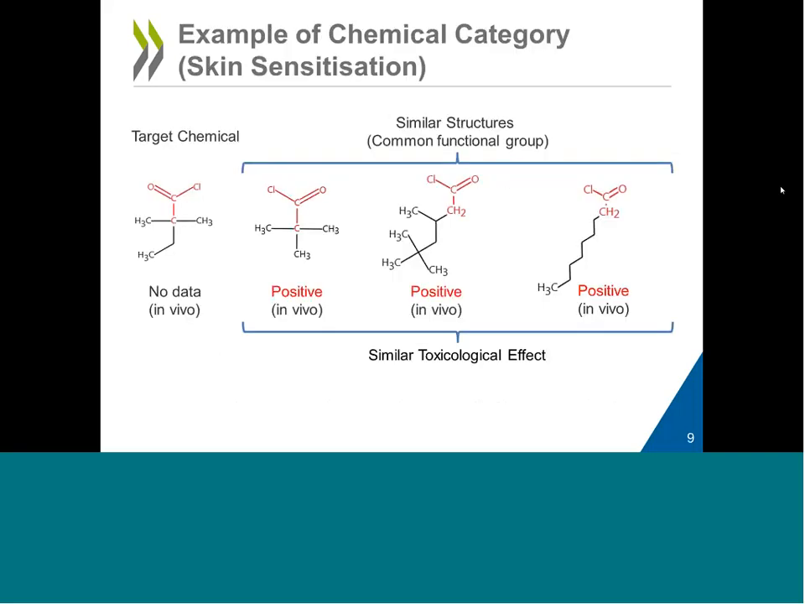And this is an example of a chemical category for skin sensitization. This target chemical has no experimental data, but there are three analog chemicals with in vivo skin sensitization data. These analog chemicals have similar structural features to those of the target chemical based on a common functional group. And all these analog chemicals show positive results in in vivo skin sensitization studies. So the toxicological effects of the analog chemicals are similar. So you can fill the data gap of the target chemical as positive by read across.